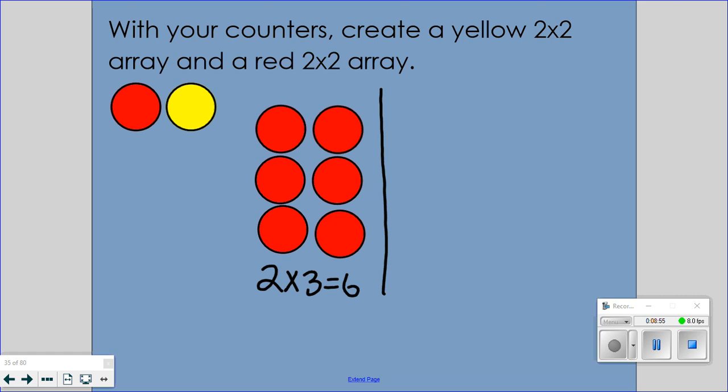Whatever you're playing with, put it up. Do you get it? I need 2 groups of 3 because I need 4 groups of 3. Same color. Same color.